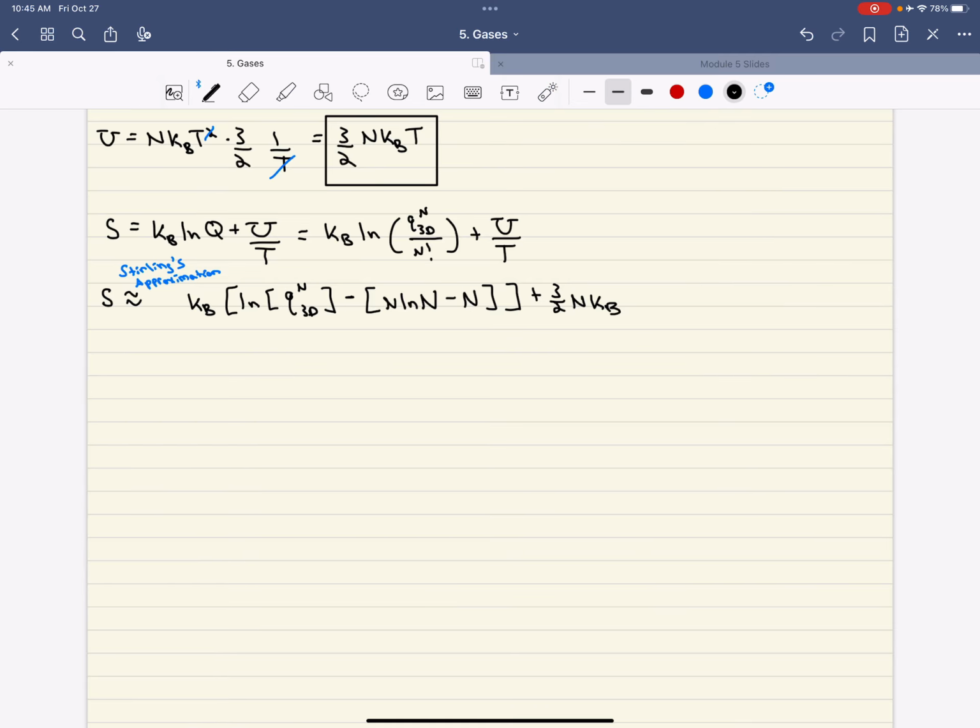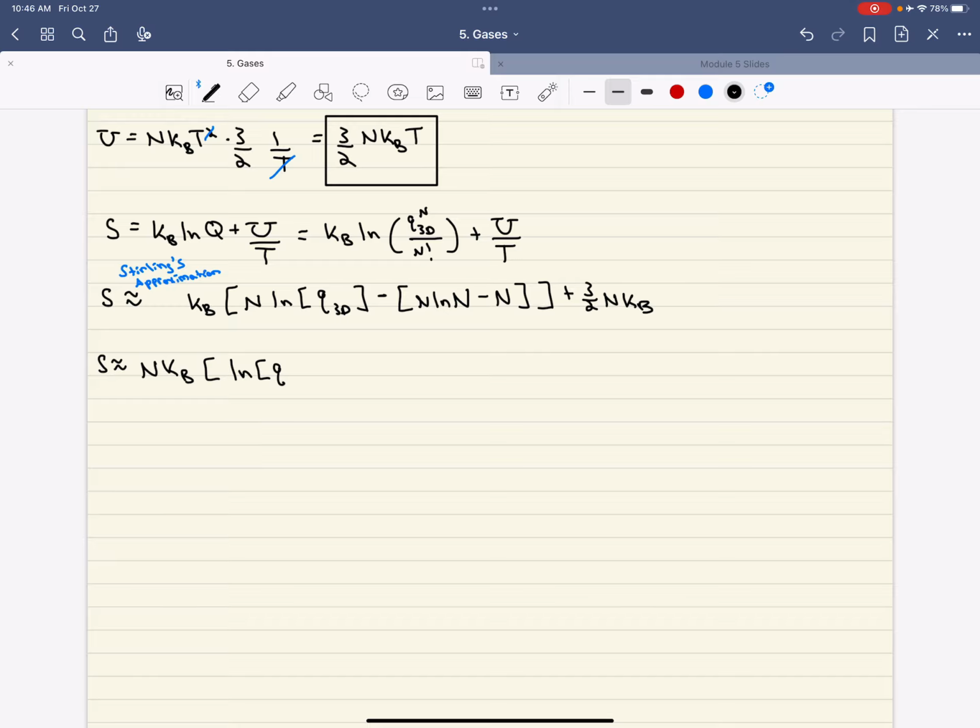Then here, I'll make it more apparent. Since we have an exponent there, we could bring that down in front of the ln here. Within the brackets, each of these terms has an n. So our entropy, we could then write like this: n kB, open brackets, natural log of Q 3D minus ln of n minus 1, or I guess now it's plus 1. And then here's plus 3/2 n kB.